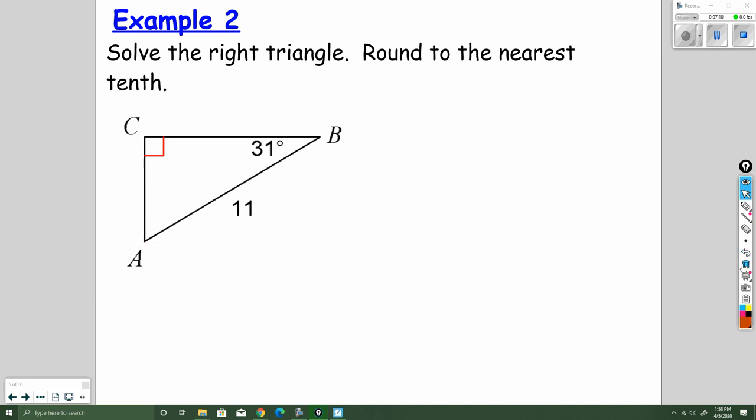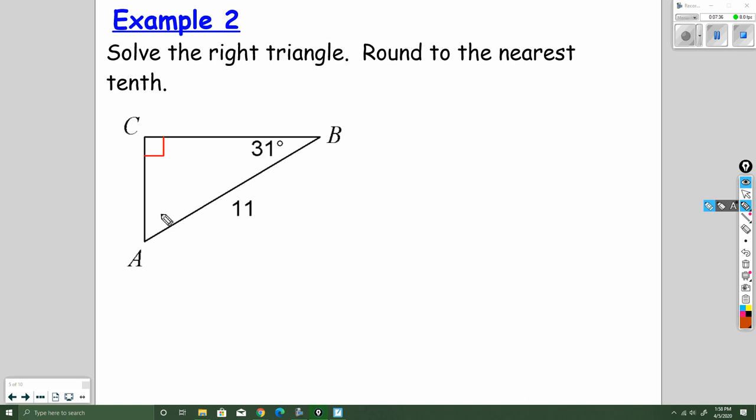If we take a look at the next one, let me clear the board. We're going to solve this right triangle, and we're going to round these measures to the nearest tenth. One of the key things is to take the information that you're given and then use that information to find something. We just want to find anything. So if we take a look at this diagram, we have a 90-degree angle here. We've got a 31-degree angle here. That's 2 angles out of 3 in this right triangle.